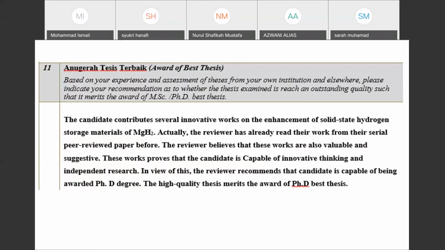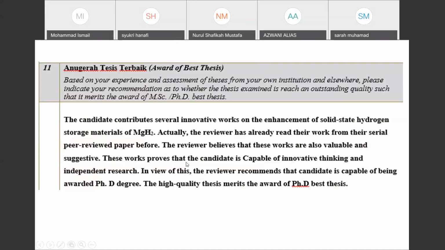So what we call you will pass in minor revision. Major revision I don't want. To me, major revision is like a fail. Major revision is very terrible, because you may need to redo your lab work. It's very terrible actually.